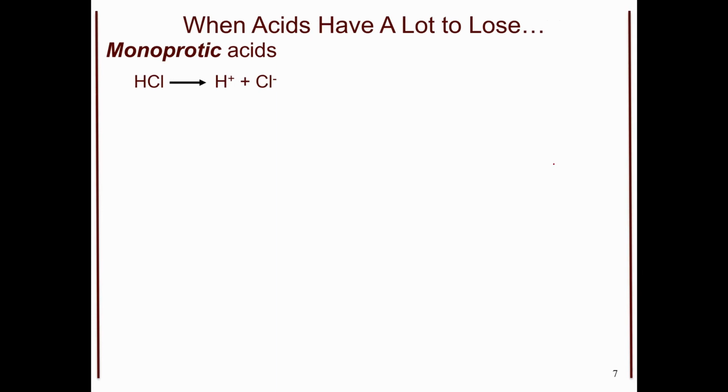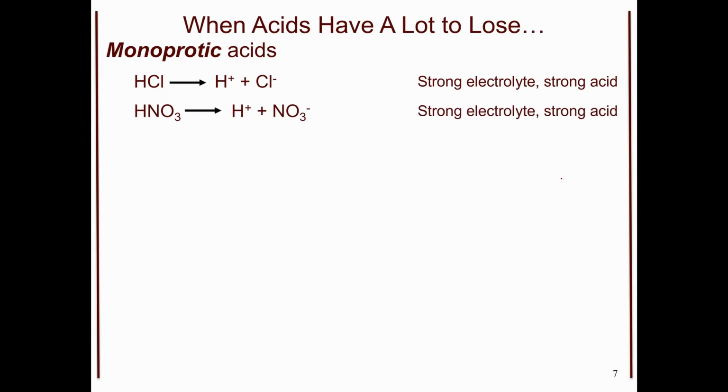A great example of this is hydrochloric acid that you see here, and notice that it dissociates into H plus and Cl minus. This is a strong electrolyte and is one of my 6 strong acids. If I look at another example, you will now see nitric acid, in which I get H plus and the nitrate anion. This is also a strong electrolyte and a strong acid.